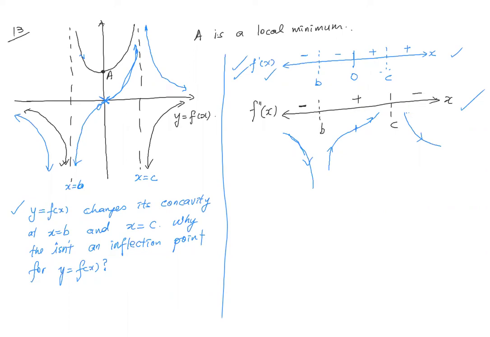y equal to f(x) changes its concavity at x equal to b and x equal to c. Why isn't there an inflection point for y equal to f(x)? We say an inflection point is a point whereby the concavity of the graph changes, correct? In this case, why isn't there an inflection point? Who can answer?